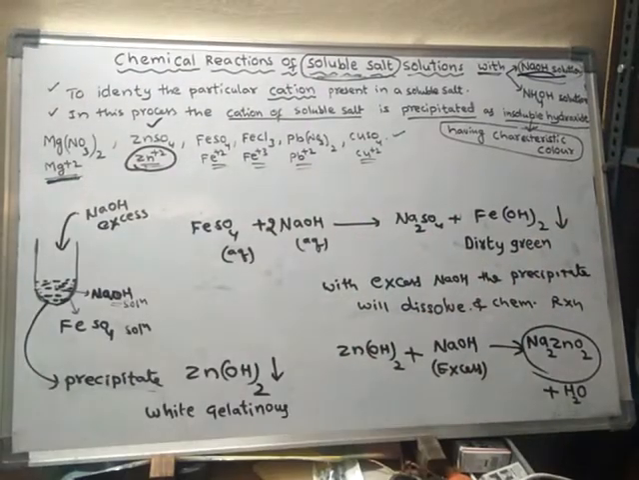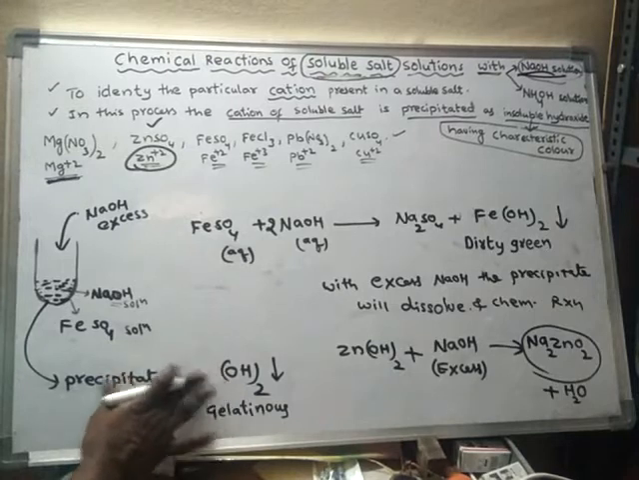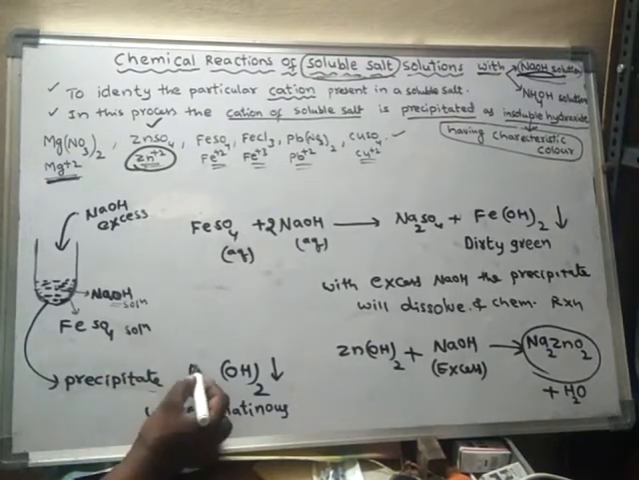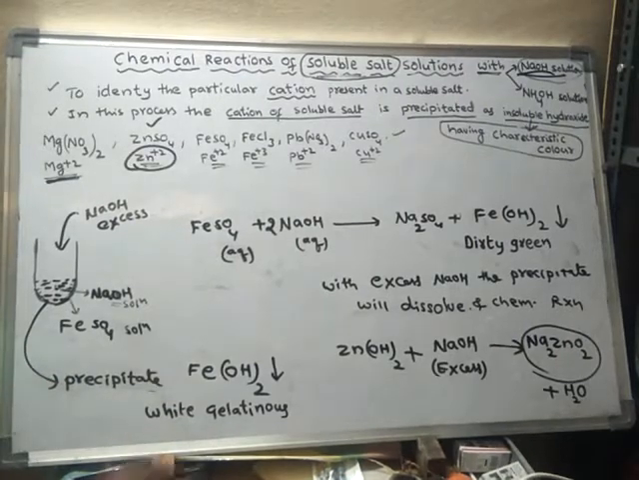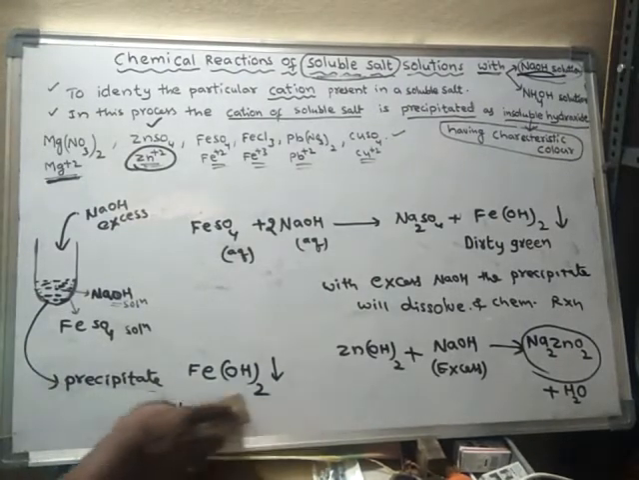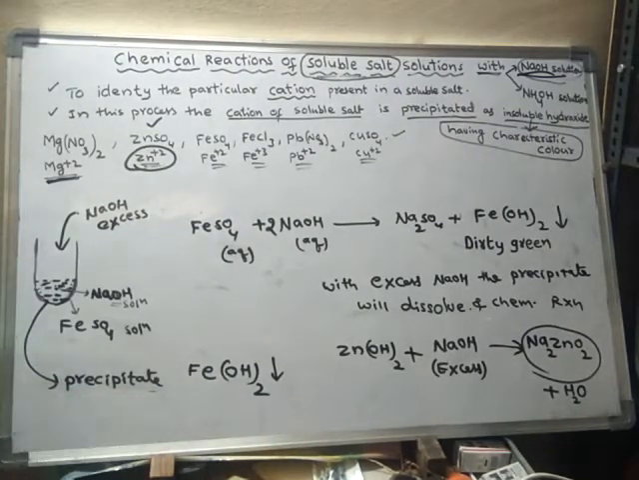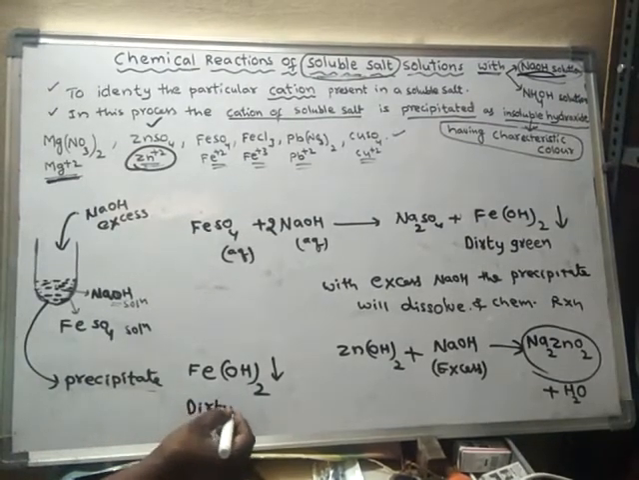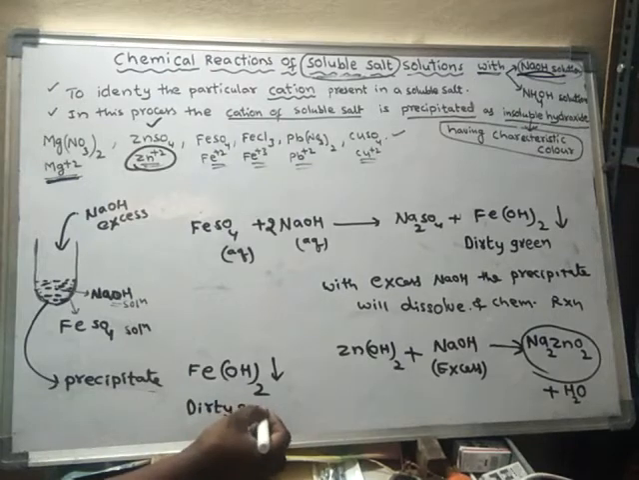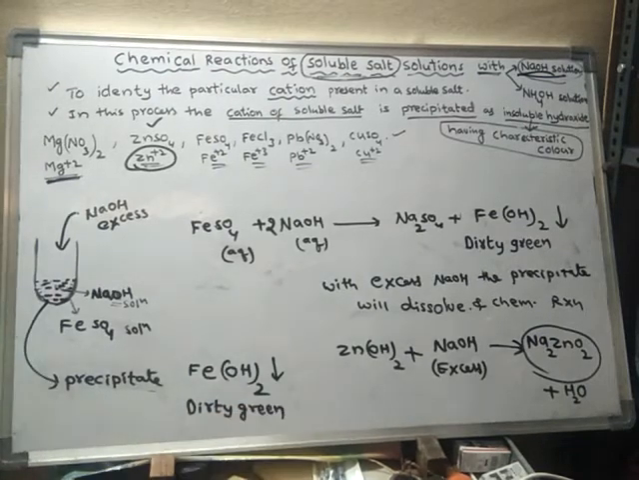A dirty green precipitate is formed. Fe(OH)2, taken twice. Dirty green precipitate is formed. Now the new precipitate with a new substance. So a dirty green precipitate is formed.